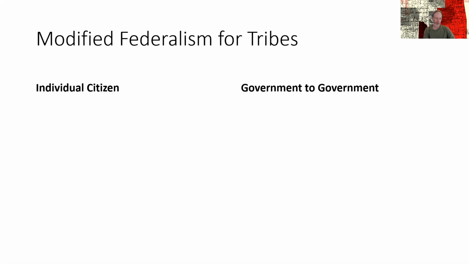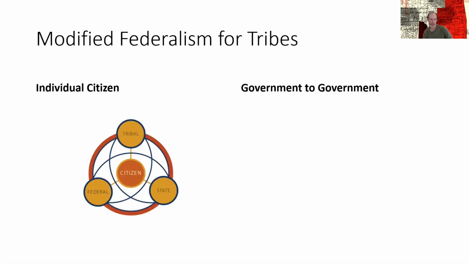So we think about this. If you think back to our lecture on state and local government federalism, we need to modify it a little bit when we think about tribes. So for the individual citizen, we talked about this at the beginning of the semester. We had an individual citizen with power and autonomy flowing through the state and then the federal government. But here we add, for tribal citizens, the tribe as well. So rather than the dual nature, it's a three-part.